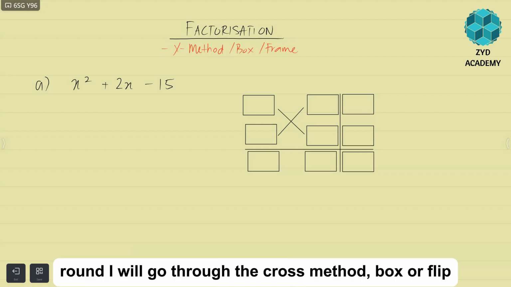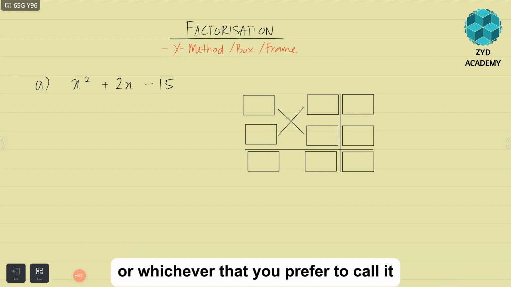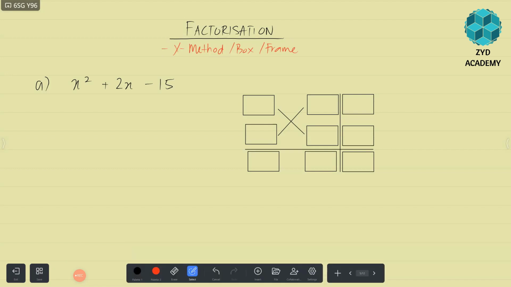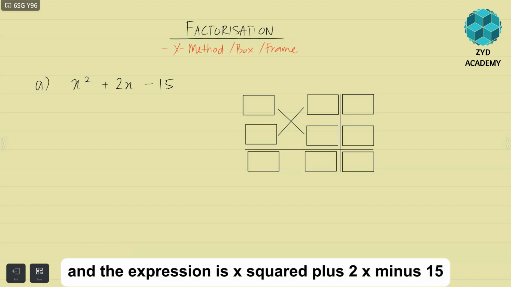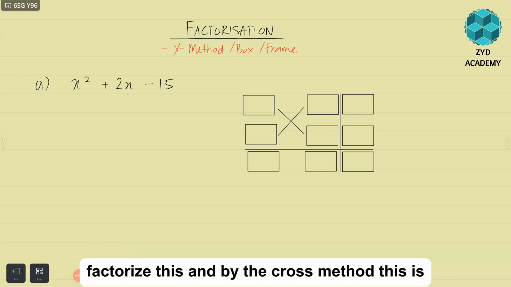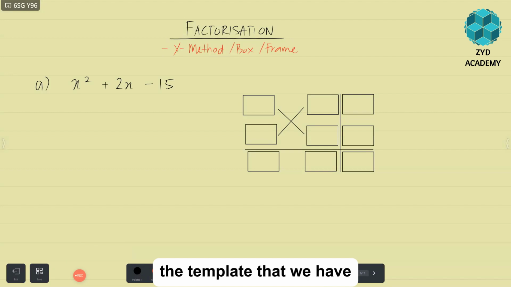This time now, I'll go through the cross method, box or flip, whichever your school teaches you or whichever you prefer to call it. So this example we'll go through on the cross method, right? And the expression is x squared plus 2x minus 15. Factorize this. And by the cross method, this is the template that we have.